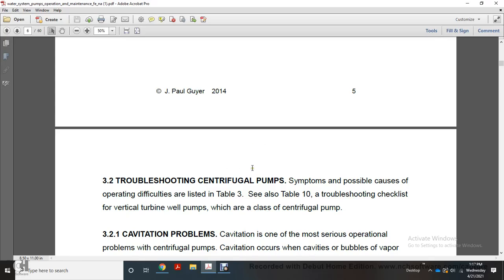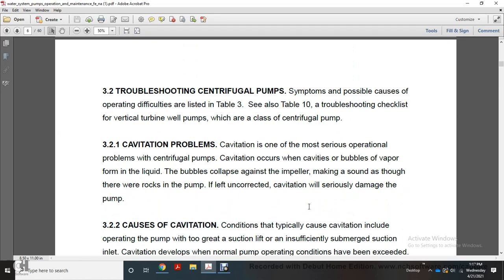3.2 Troubleshooting centrifugal pump systems. Possible causes of operating difficulties are listed in Table 3. See also Table 10, the troubleshooting checklist, for vertical turbine well pumps, which are a class of centrifugal pump.